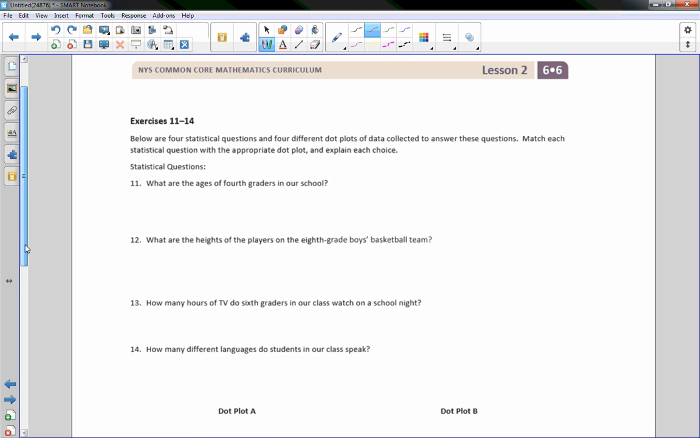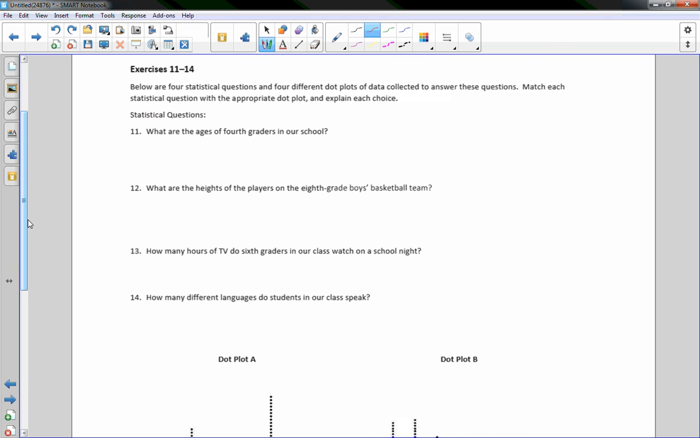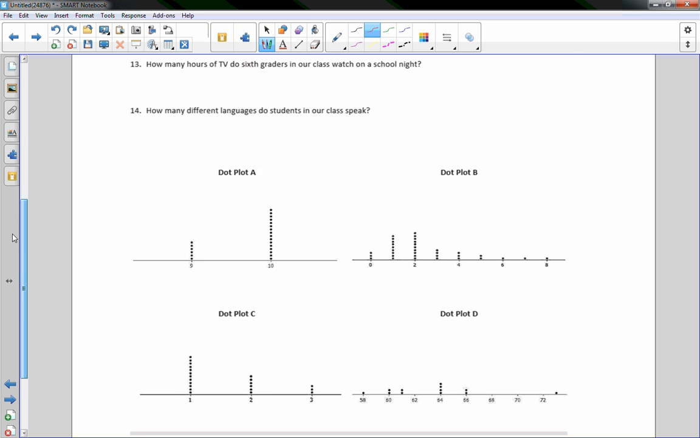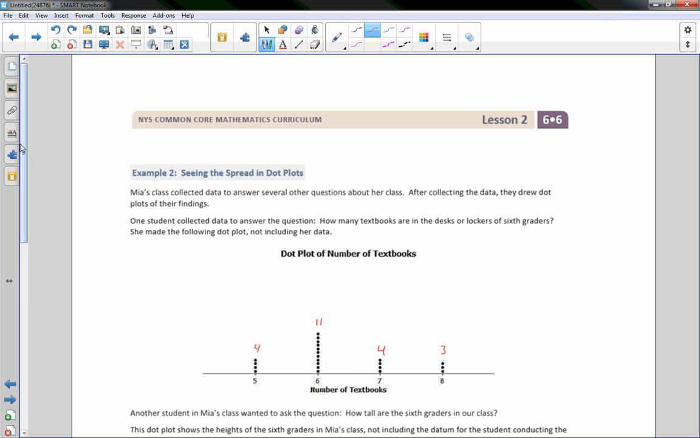Exercise 11 through 14. Below are 4 statistical questions and 4 different dot plots of data collected to answer these questions. Match each statistical question with the appropriate dot plot and explain each choice. Okay, before I go on with this though, let's go back and look at these.